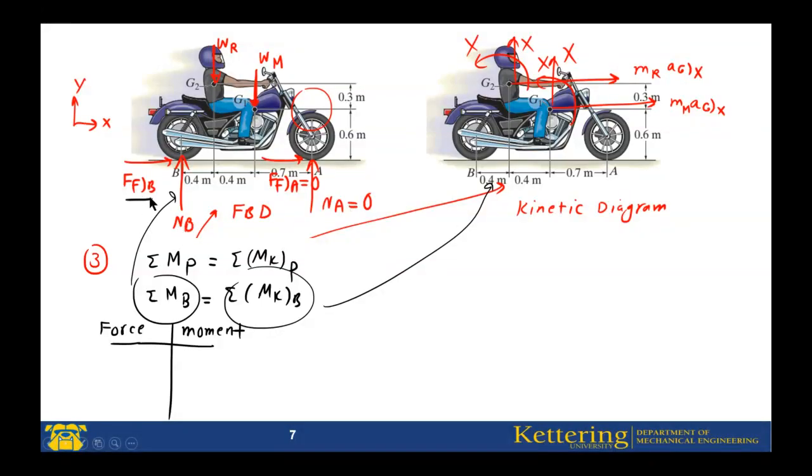And also, we have this force, and this force. Normal force of the B, frictional force of the B, weight of rider, weight of the motorcycle. This is this, this is this, this is this, this is this. Normal force of the B and also this one will be 0. Why? Because I selected to find the moments about the B.